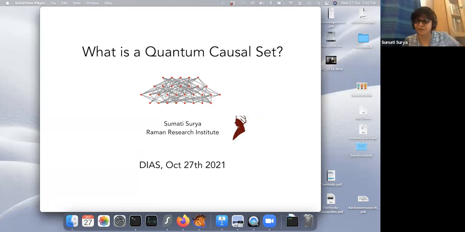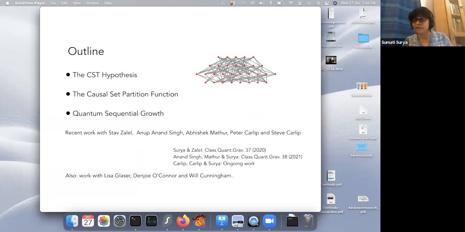The title of my talk is a bit provocative, and I wish I had the answer to it. But the simple answer to what is a quantum causal set is we don't yet know. But the purpose of this talk is to talk about how we're trying to get to understand what we mean by quantum causal sets. And this is the outline.